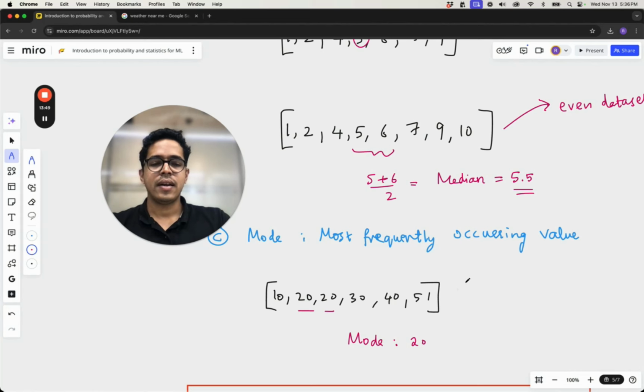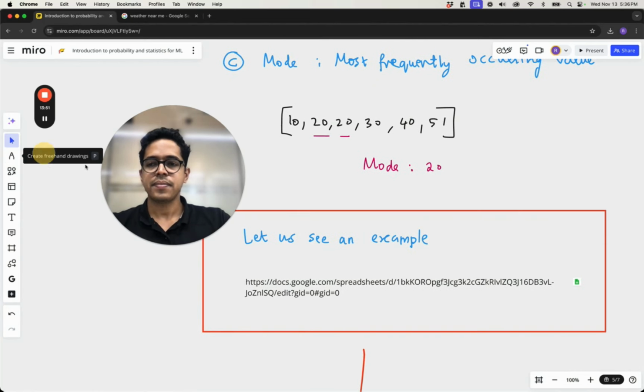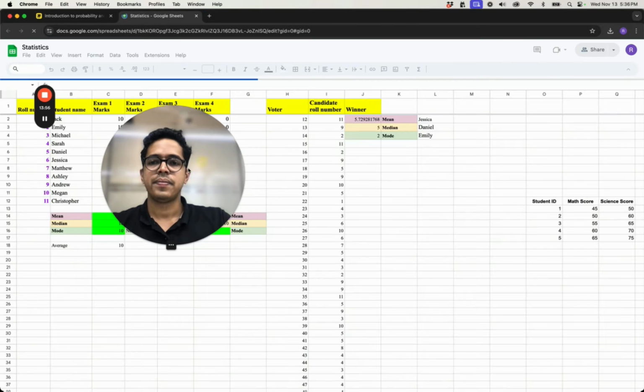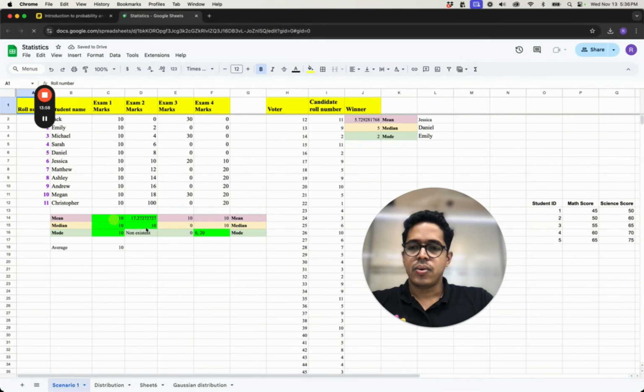Now let's take an interesting example. So I have a Google Sheets here. I'll open it. Okay. So let me first delete all of this.